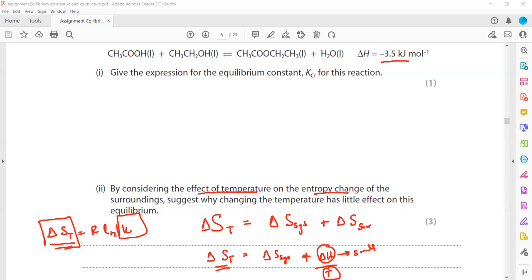So the points which you should include: the enthalpy change is very small for this exothermic reaction. And so by changing the temperature, the entropy of the surroundings won't change too much. As a result, the total entropy will remain more or less constant. And as the total entropy remains constant, or there is a very small or negligible change, the value of K will also be the same.